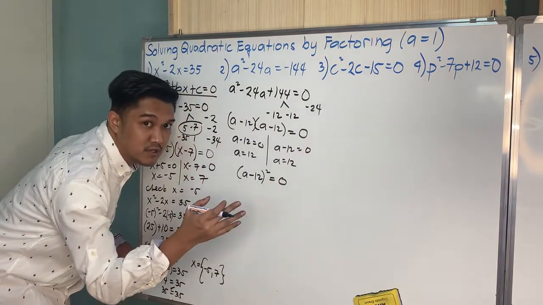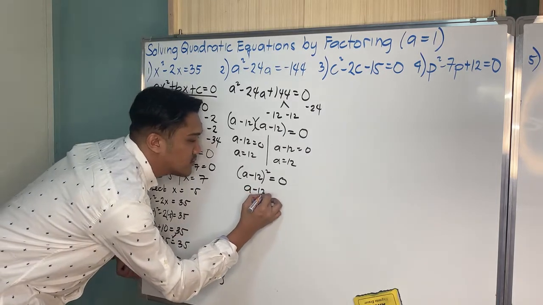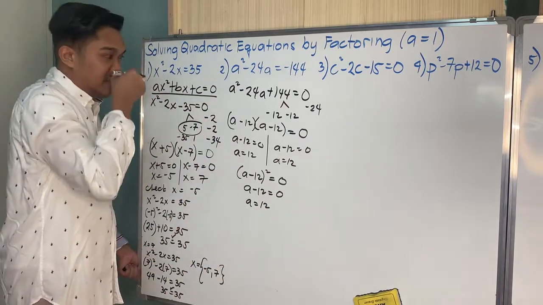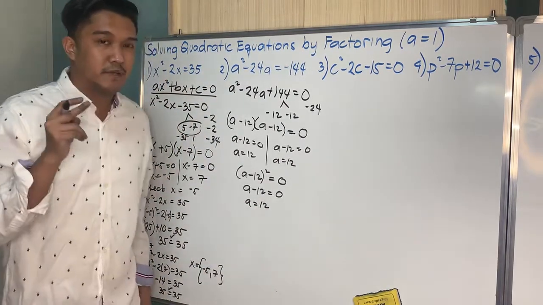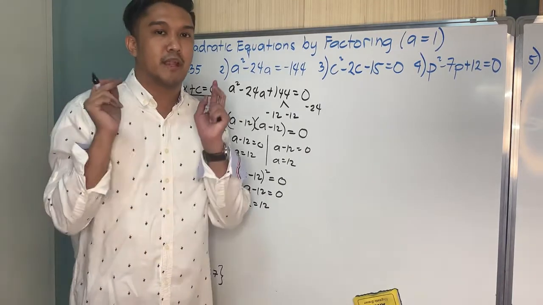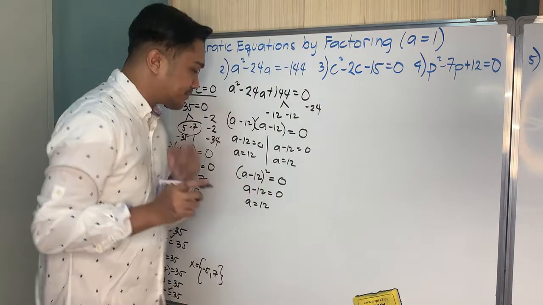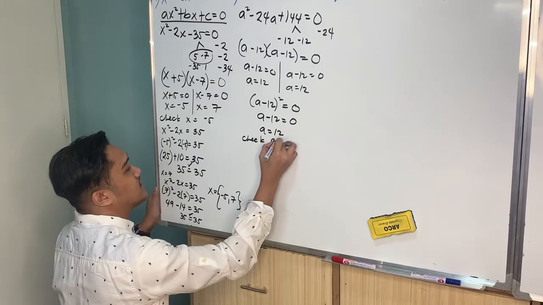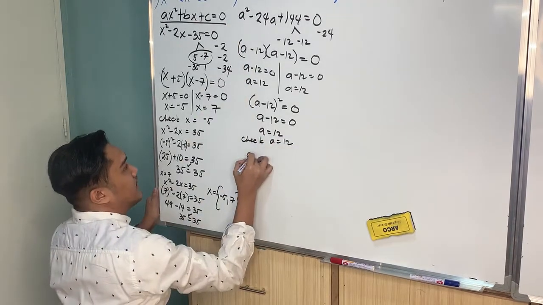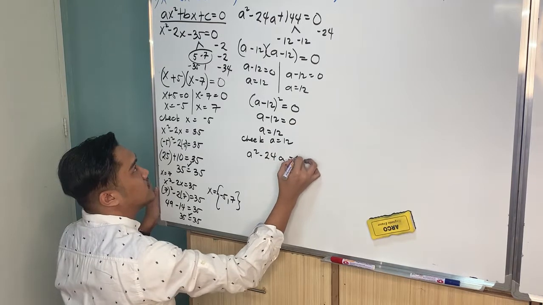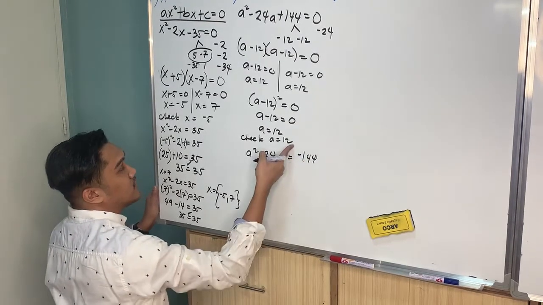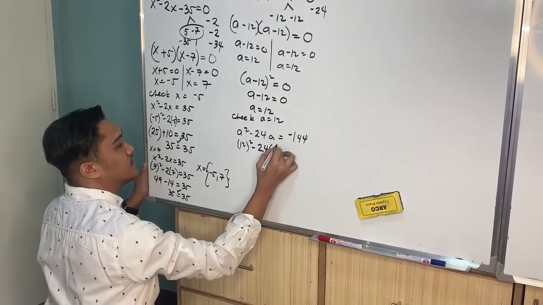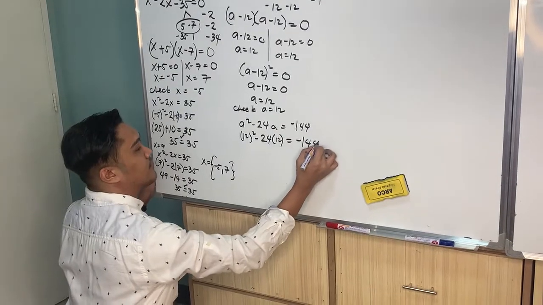Extract by square roots, katulad ng previous lesson, magiging a minus 12 is equal to 0. A is equal to 12. Kaya lang, since ang degree ng equation mo ay 2, ibig sabihin, ang solution set mo, dapat may laman na dalawang solutions. Therefore, check muna natin. For a is equal to 12. So, a squared minus 24a is equal to negative 144. Solve natin, 12 squared minus 24 times 12.